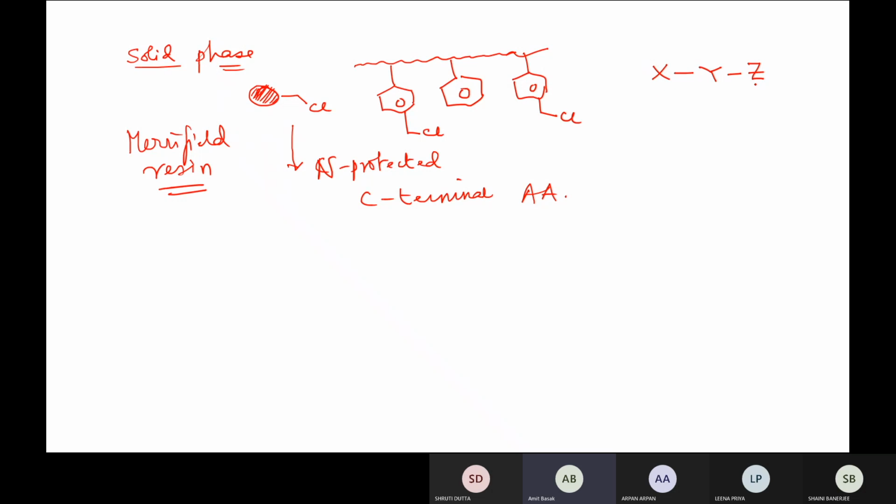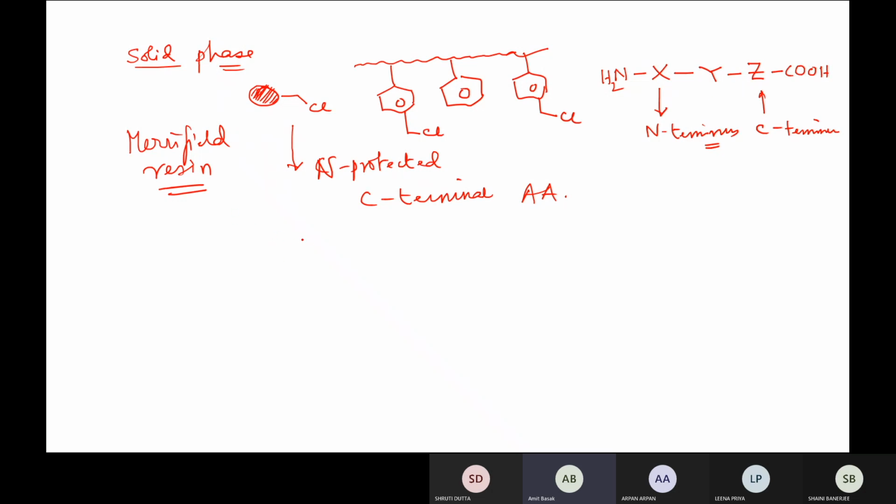The way of writing says that X will have the NH2 free, that is what is called the N terminus, and Z will have the carboxy free. So that is called the C terminus or carboxy terminus, and this is the N terminus. Okay. When you are doing solid phase peptide synthesis, first you have to attach the Z, that is the C terminus amino acid.